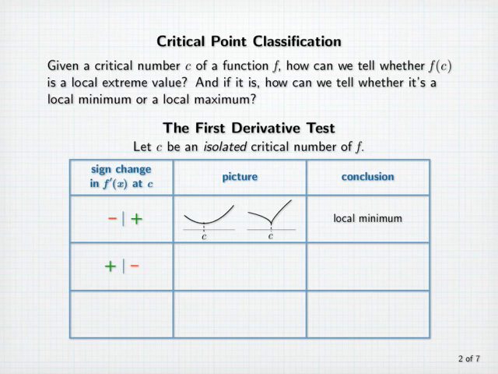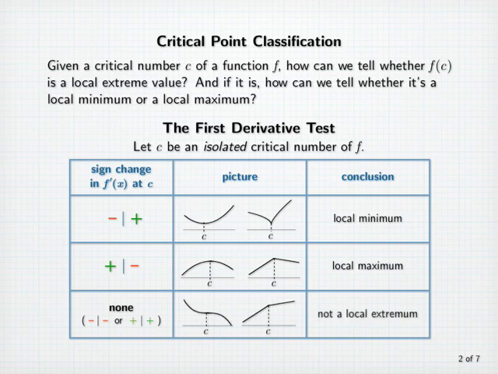If f prime of x changes from positive to negative, then f is increasing on the left of c and decreasing on the right of c, and this allows us to conclude that f of c is a local maximum. Now, if f prime of x does not change sign at c, that is, if it's negative on the left and the right, or else positive on both the left and the right, then we can conclude that f of c is not a local extremum. That is, it's neither a local minimum nor a local maximum.